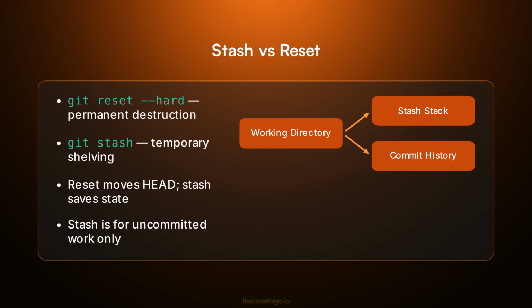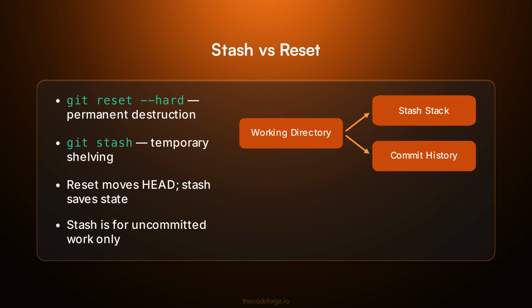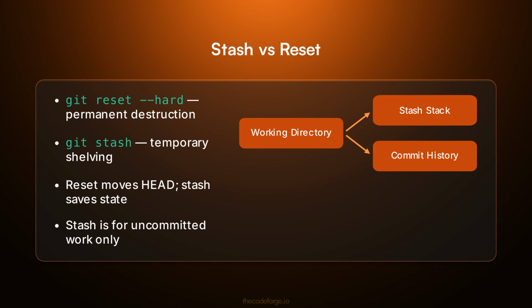Junior devs sometimes treat git stash like a magical undo button. It's not. git reset --hard throws away your working directory changes permanently. That's the nuclear option. Git stash temporarily shelves changes so you can pick them up later. That's the snooze button. Reset is for committed history surgery. Stash is for uncommitted work in progress.